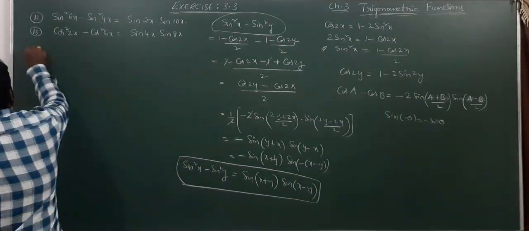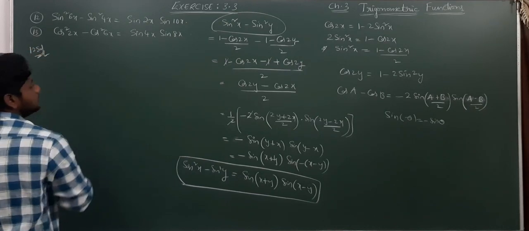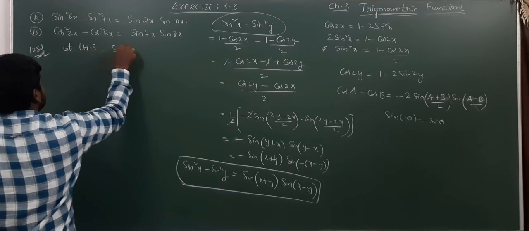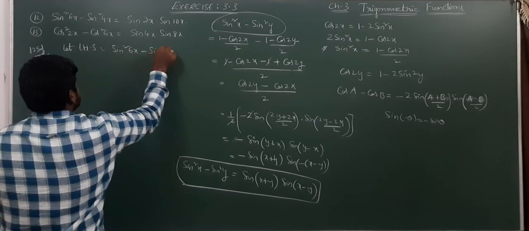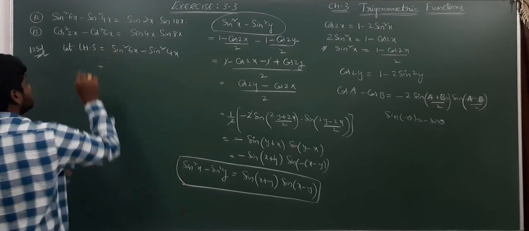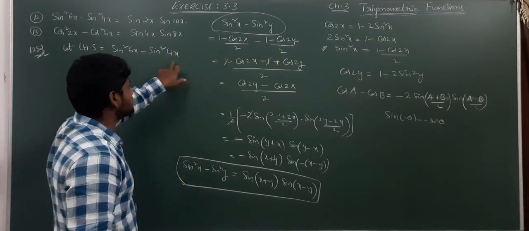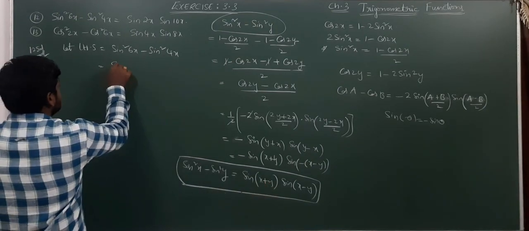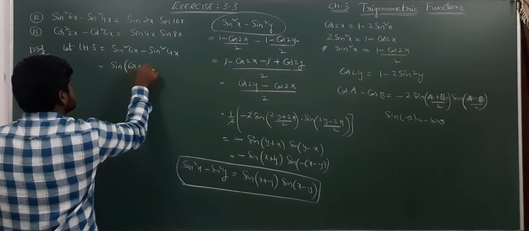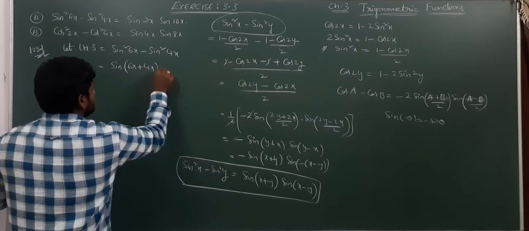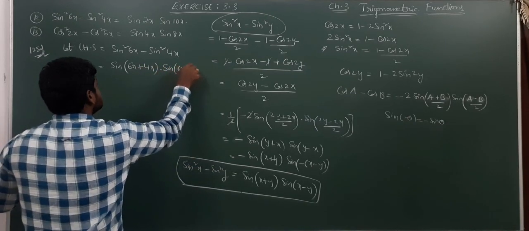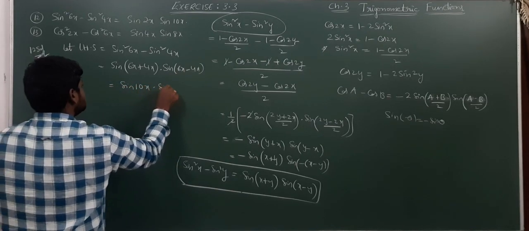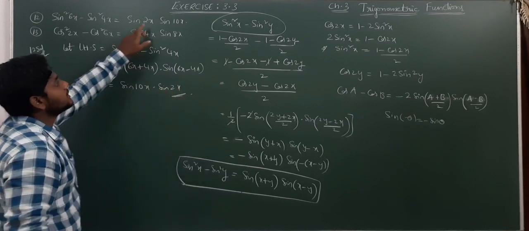So now when it comes to question number 12, in the 12th solution, I will consider LHS equal to sin square 6x minus sin square 4x. Now if you observe, this is in the form of sin square x minus sin square y, which equals sin of (x plus y) into sin of (x minus y). So I will write it as sin of (6x plus 4x) into sin of (6x minus 4x), which is equal to sin 10x into sin 2x. So this is equal to RHS.